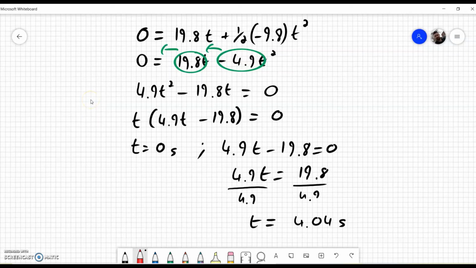Okay, so again, the idea there was we were trying to work out when does the ball come back to 1.6 meters above the ground, which means its overall vertical displacement is 0. So we used s is equal to ut plus a half at squared, and we found out there are 2 times when it's at that. At time equals 0, when the person is just throwing the ball, and at time equal to 4.04 seconds, when they've just caught the ball.